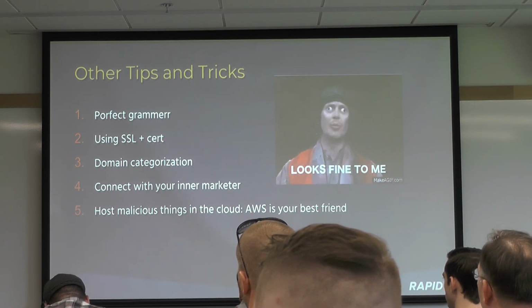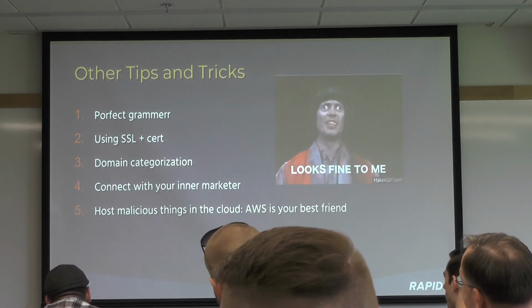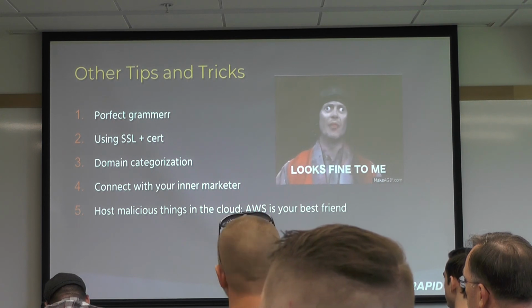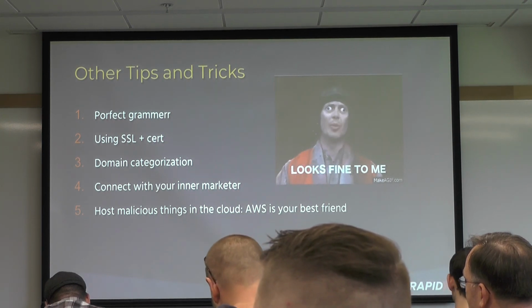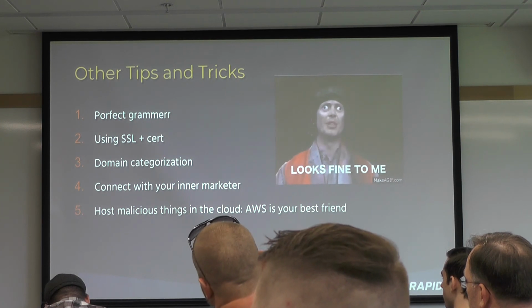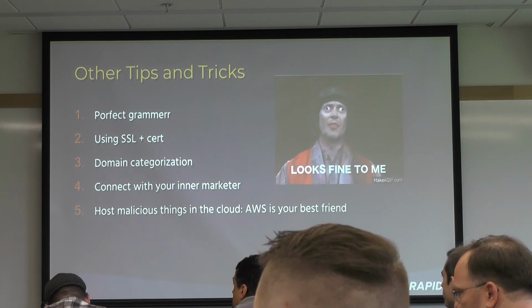Finally, host malicious things in the cloud. AWS is your best friend. AWS is great and does not discriminate at all. It's just like, I love everyone. I love you whether you're malicious or you're nice and secure. So if you can't get a payload, like an attachment to go, just link it to an AWS bucket. I've never seen it fail.